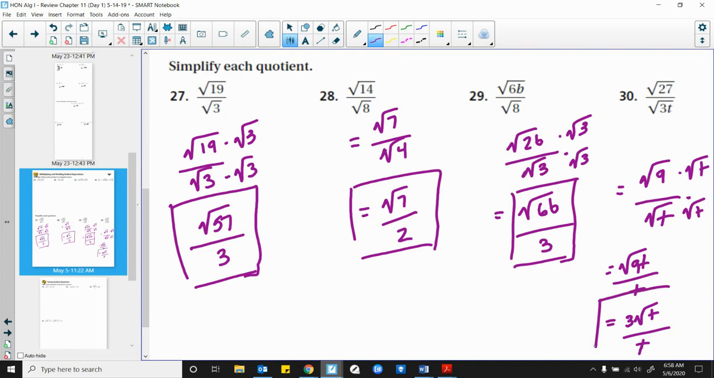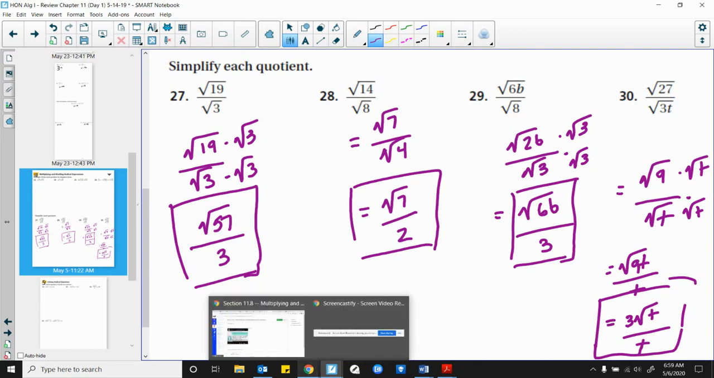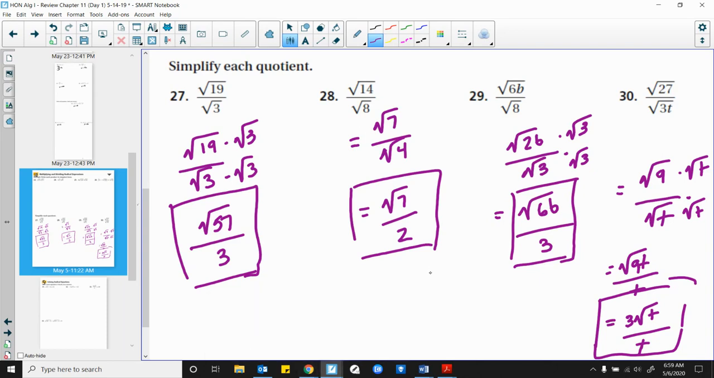We get 3 radical t over t. I hope that you see that simplifying these first makes everything so much easier. If you didn't simplify this one here, you'd take radical 8 times radical 8, and then you'd take radical 14 times radical 8. You'd get super high numbers, and you'd have a lot of simplifying.